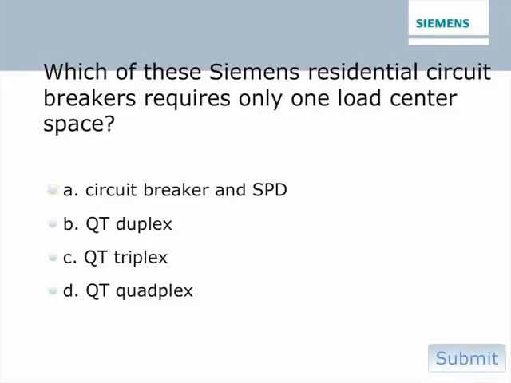Time for another knowledge check. Question 1. Which of these Siemens residential circuit breakers requires only one load center space? Is it A, circuit breaker and SPD, B, QT duplex, C, QT triplex, or D, QT quadplex?